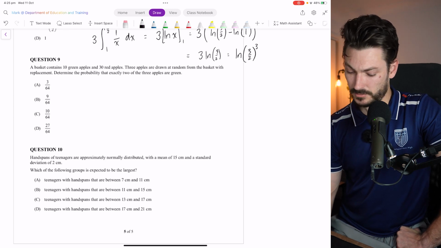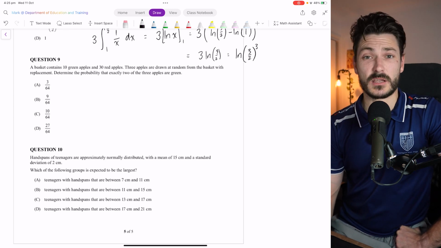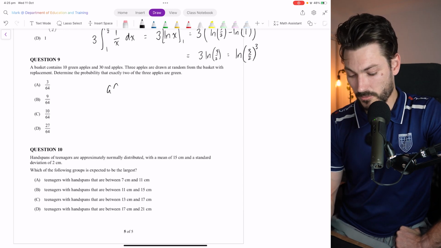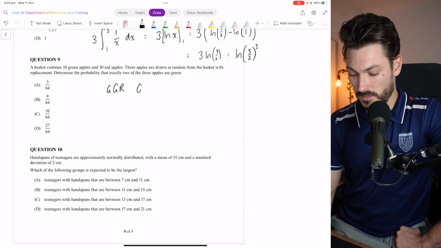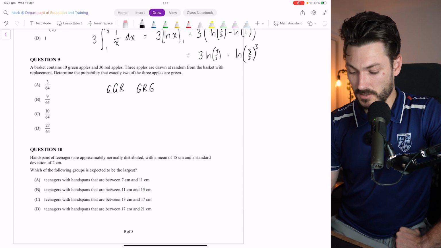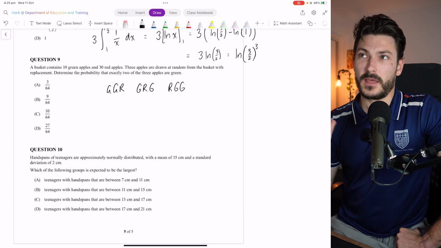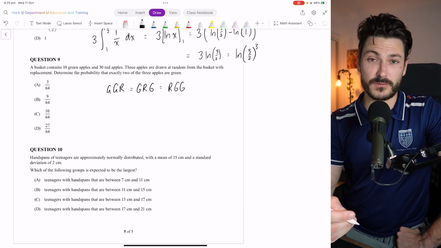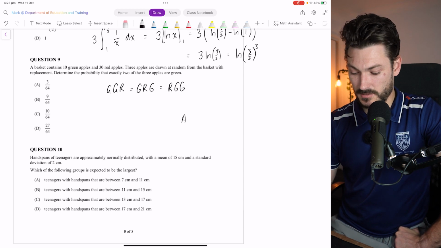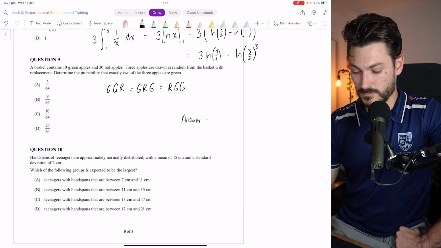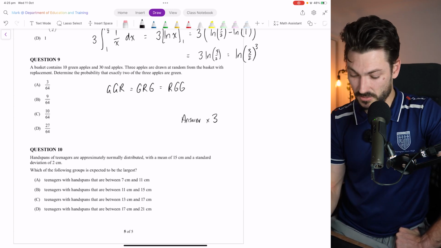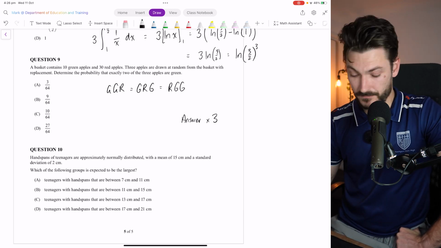So if I'm choosing 3 apples, and I'm choosing, hopefully, 2 out of 3 being green, that means I'm going to have green, green, red as an option, green, red, green as an option, and also red, green, green as an option. Now, each one of these is going to have the exact same probability, but there are 3 of them. So essentially, I'm going to get my answer shortly and just multiply it by 3, because there are 3 different ways to achieve this outcome. So let's just choose the first one, green, green, red.